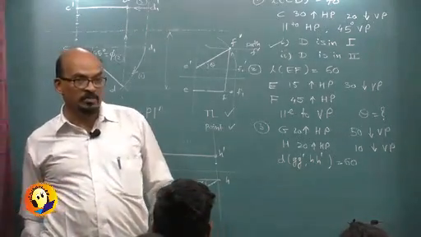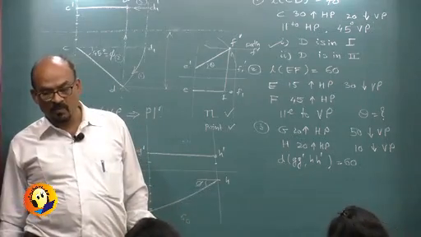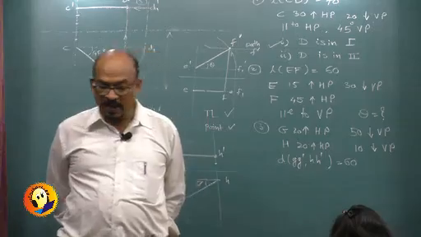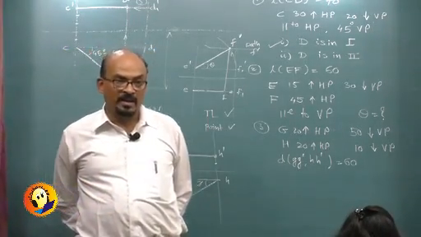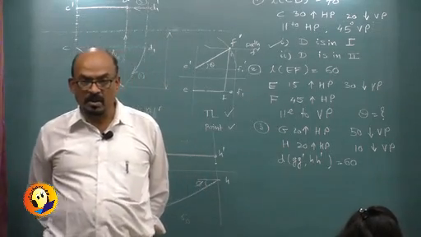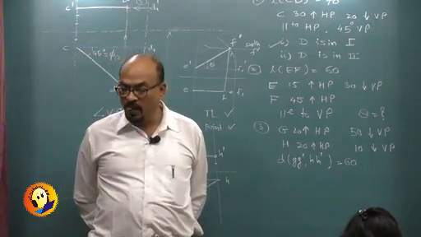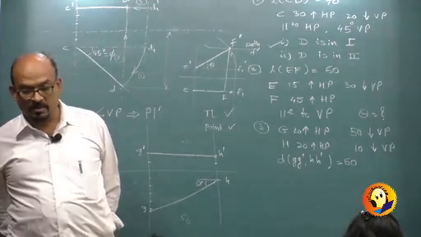Rotation in one view is movement parallel to XY in the other. So you rotate in plan, elevation will move parallel to XY. Rotation of the elevation, plan will move parallel to XY. Rotation in one view is movement parallel to XY in the other.